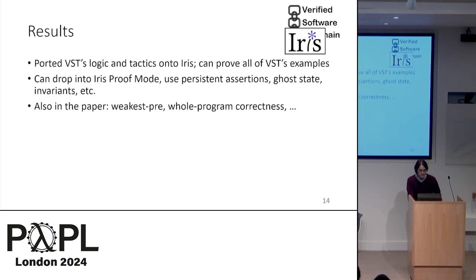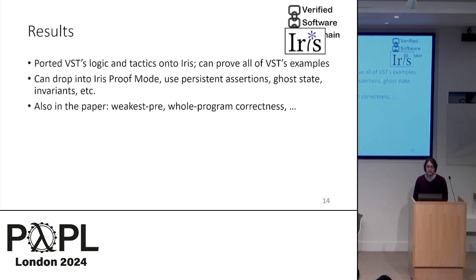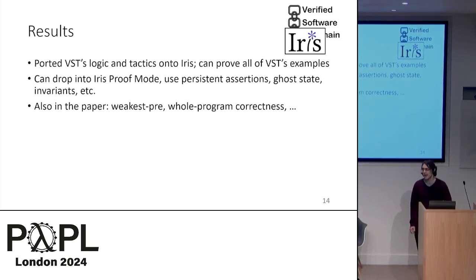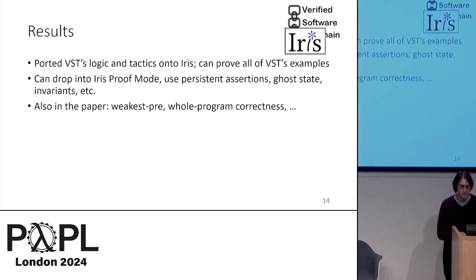So, to sum up, we've rebuilt VST on top of Iris. It works as before. We can prove all of the same kinds of programs as before. We have the same guarantees about verified programs. And we get for free use of Iris proof mode, fancy ghost state, everything like that. And you can look at the paper for more details on how we define Hoare triples in weakest pre, what the top level correctness assertion for a program is, what the adequacy proof looks like, and so on.